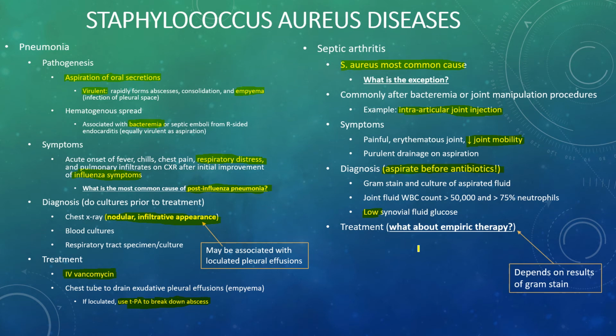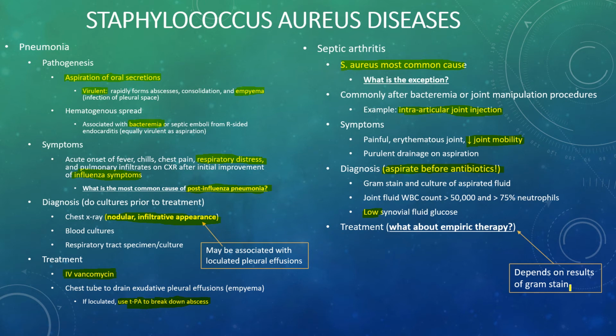So treatment. Let's first talk about empiric therapy. So empiric therapy, we're talking about Staph aureus now, but say we do a gram stain and we see that it's a gram-positive organism like Staph aureus. Our empiric therapy is going to be vancomycin. And after we treat with vancomycin for a while and we get our culture results, we can narrow the spectrum of therapy.